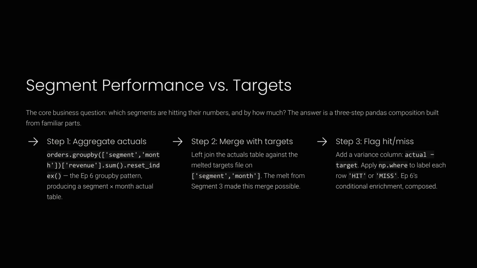Next, we address segment performance against targets. We use a 3-step Pandas composition. First, aggregate actuals with a groupby. Second, merge with our targets. And third, use np.where to flag hits and misses.